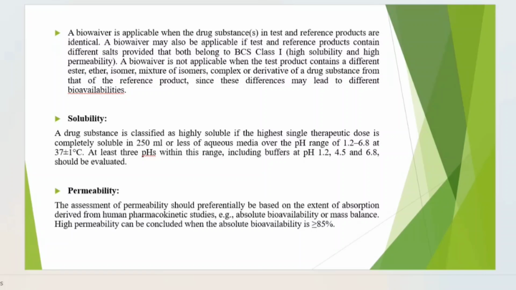जो एस्टर है, ईथर है, आइसोमर है, वो डिफरेंट नहीं होना चाहिए, because it will affect the bioavailability. अभी ये सोल्यूबिलिटी और परमेबिलिटी के बेसिस पे एपीआईज को डिवाइड किया, मतलब क्लासिफाई किया. So how this high solubility, high permeability is decided.